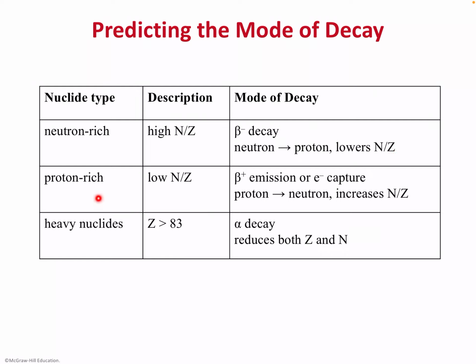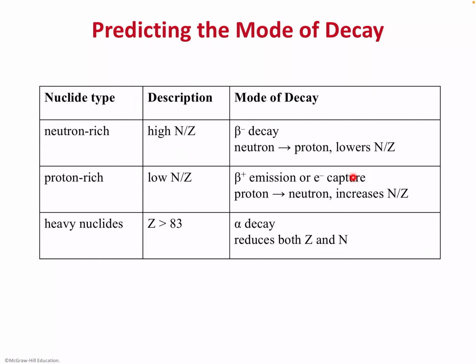And if a nuclide is proton rich, it has more protons, so you will end up having a low N over Z value. In that case, it would undergo positron emission. Beta plus is positron emission, or electron capture.